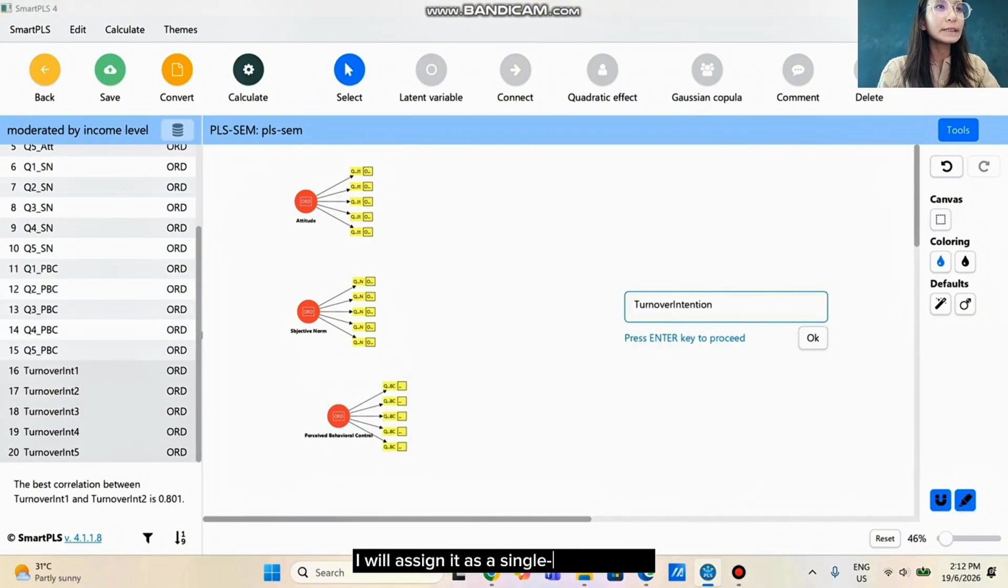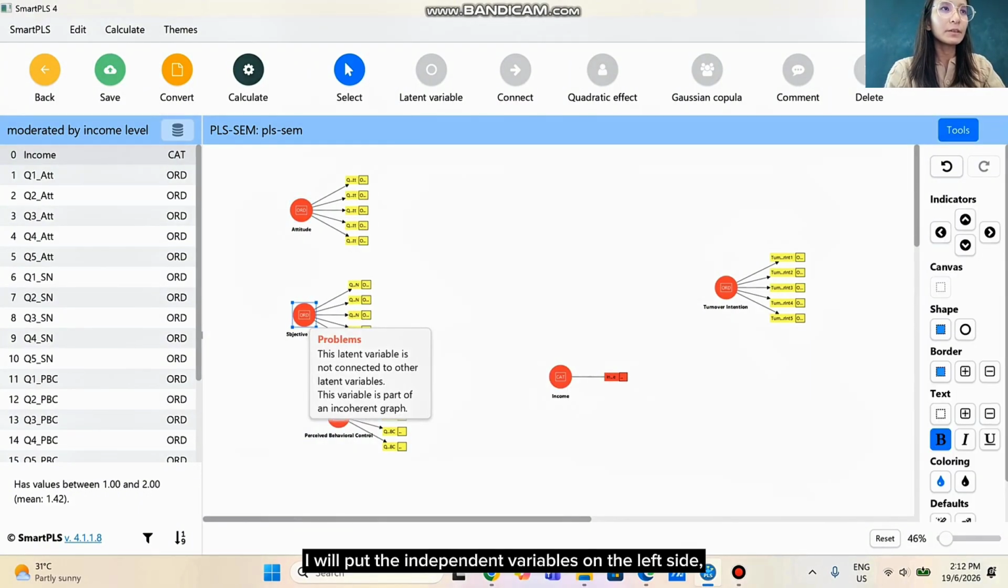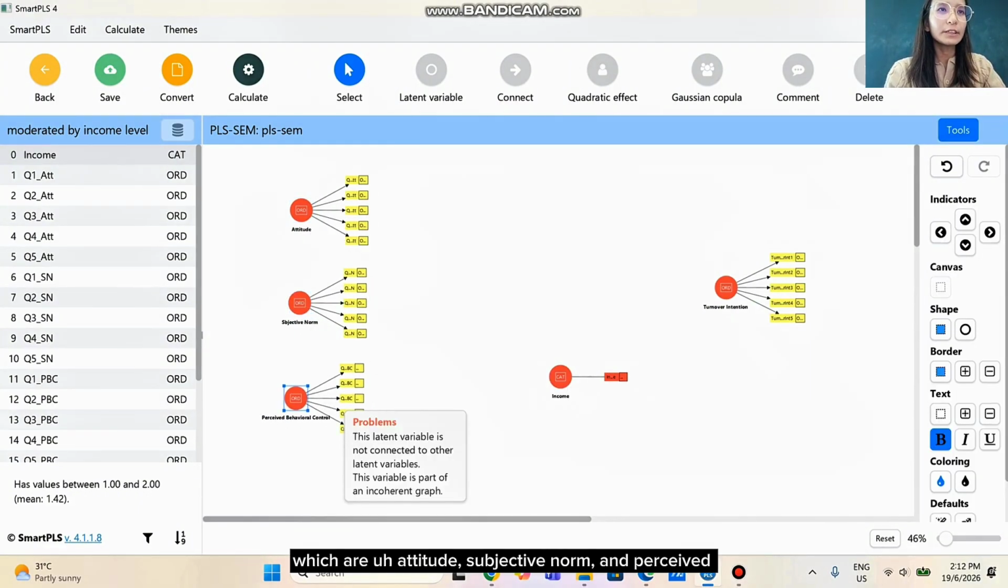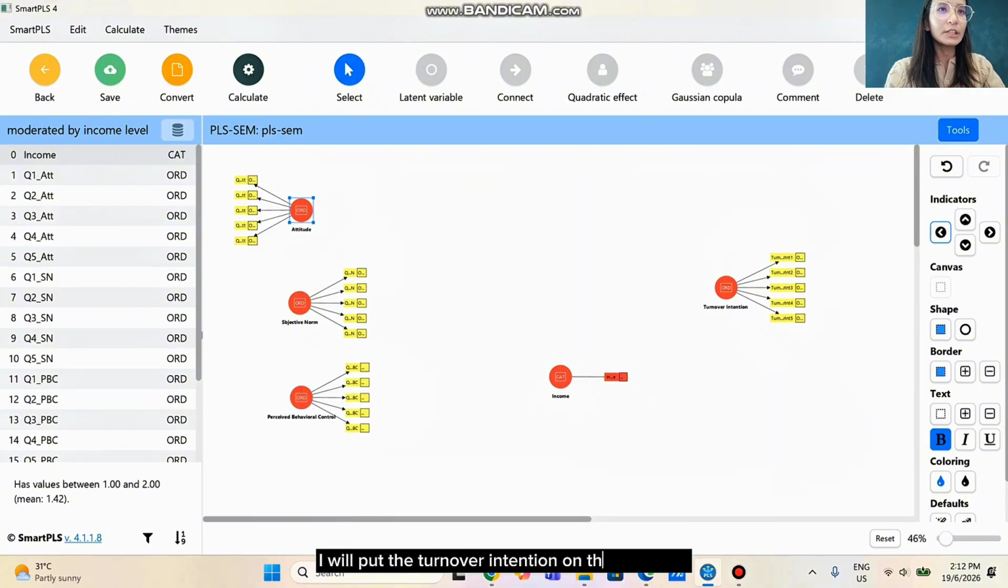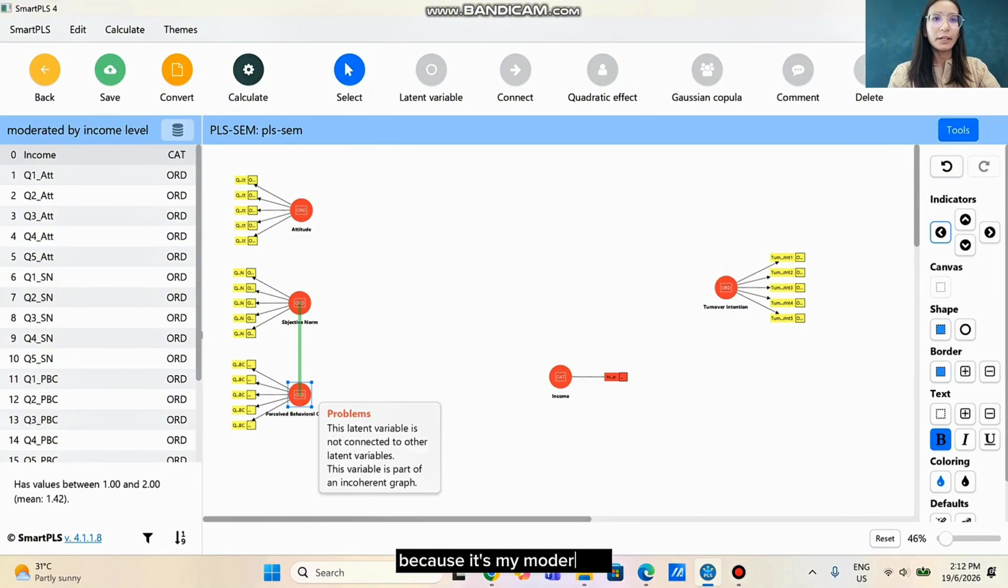For income, I will assign it as a single-item variable because it only represents the income group. After that, I will arrange the model nicely. I will put the independent variables on the left side, which are attitude, subjective norms, and perceived behavioral control. Then I will put turnover intentions on the right side because it's my dependent variable. I place income below the middle because it's my moderator.